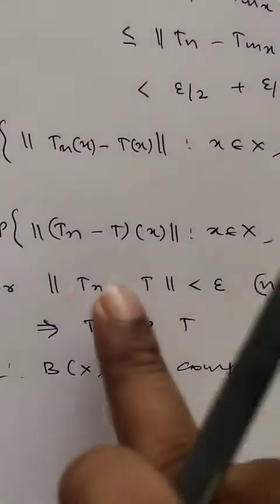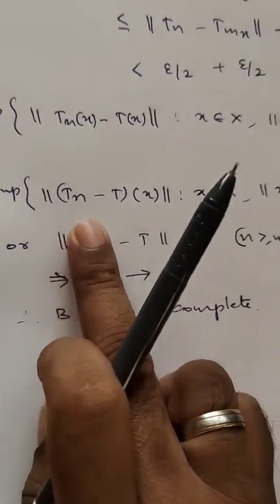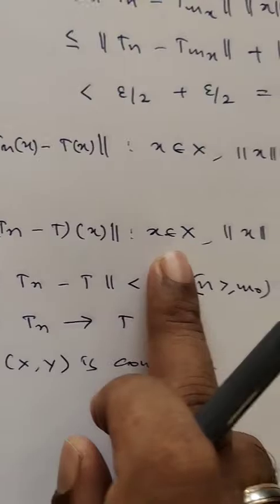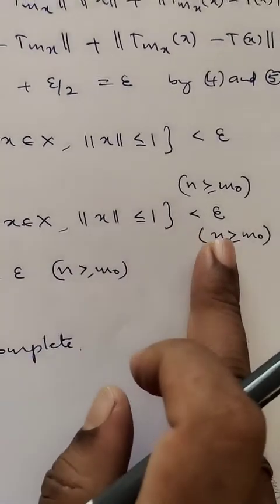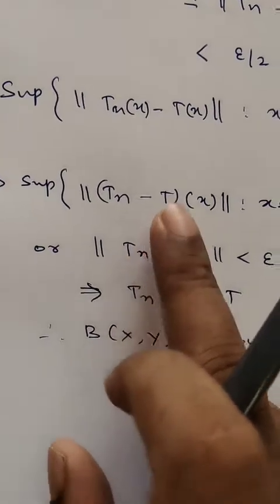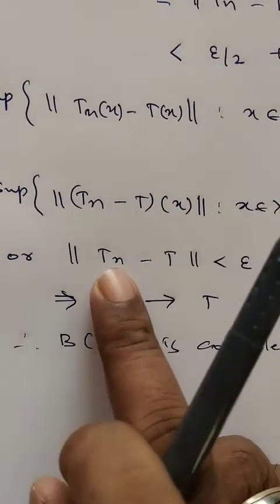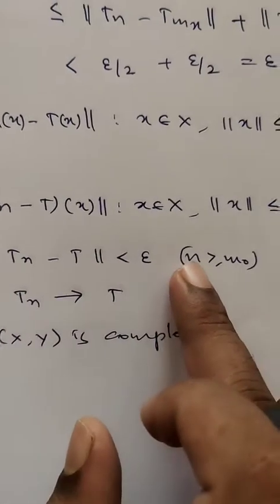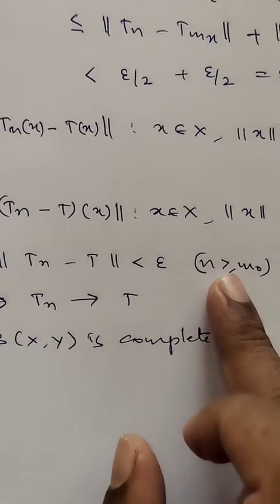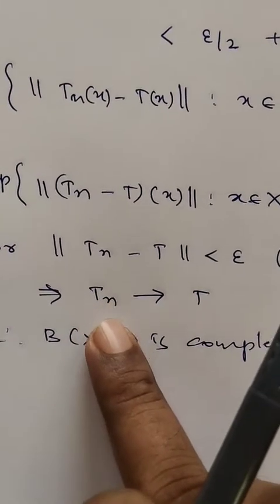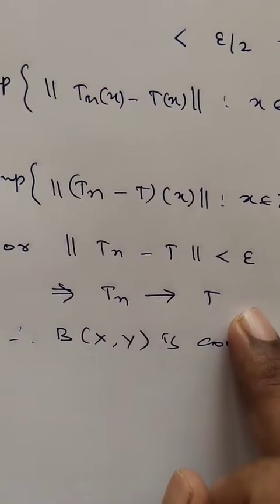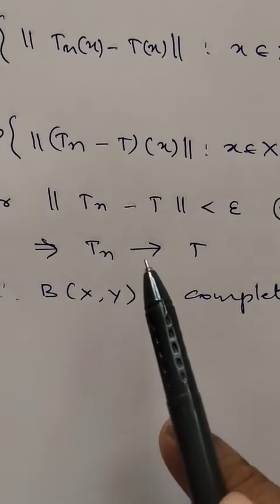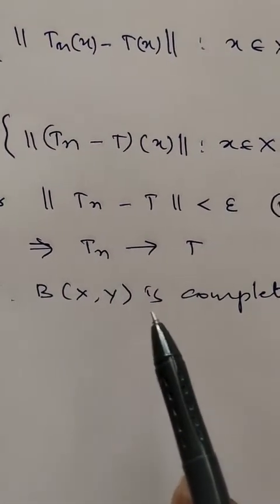This is very important. This implies the supremum of the norm of Tn minus T, taking the common x outside, where x belongs to X and the norm of x is less than or equal to 1, is less than epsilon. The supremum being less than epsilon means each of the numbers must be less than epsilon, so the norm of Tn minus T must be less than epsilon for all n greater than or equal to m naught. This implies Tn converges to T. Now we have taken a Cauchy sequence Tn in B of X, Y and shown that Tn converges to T. Therefore B of X, Y is complete.